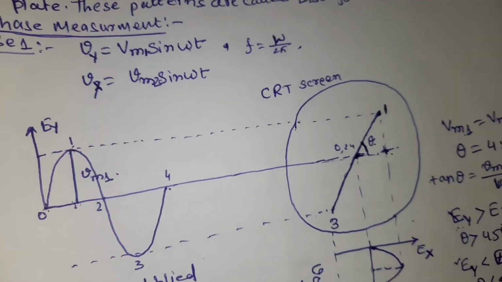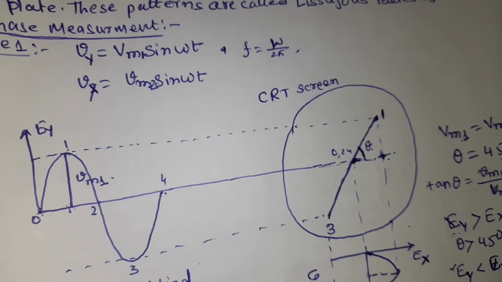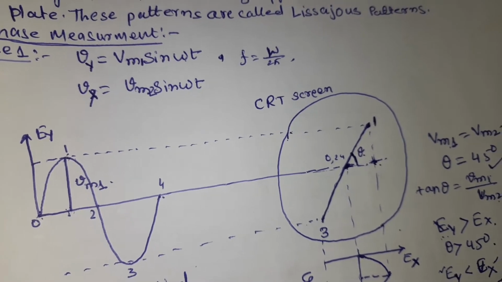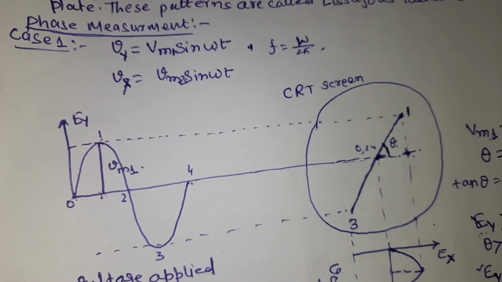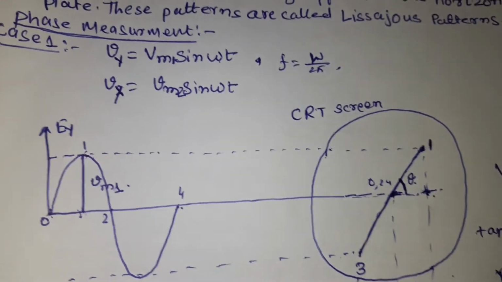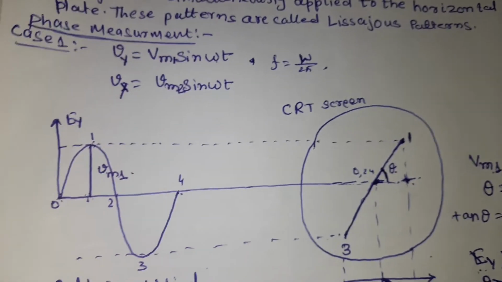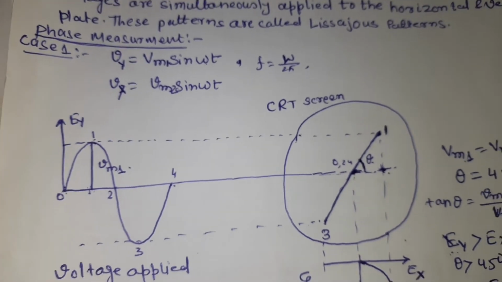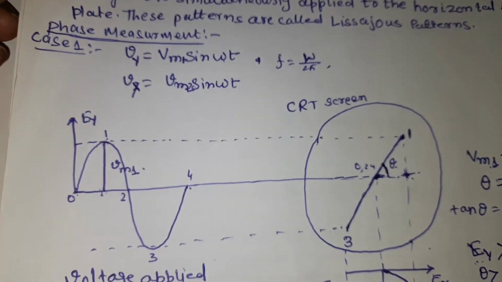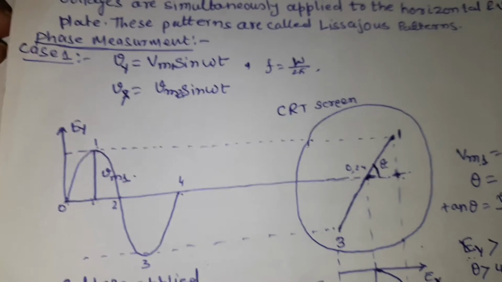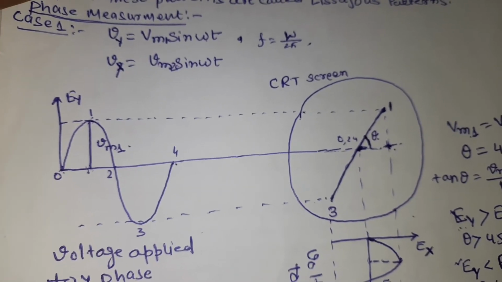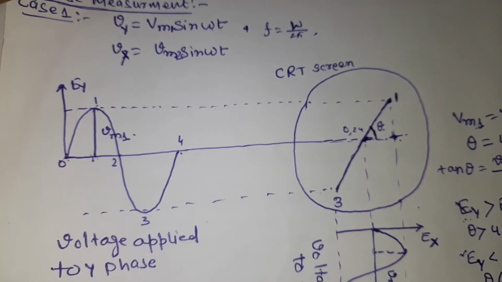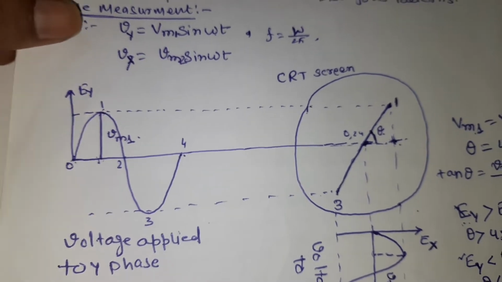So for measurement of phase shift having zero phase shift, if the two signals have the same frequency, then a straight line will appear, and the slope of the straight line depends on the magnitude of the voltage on plate X and the voltage on plate Y.